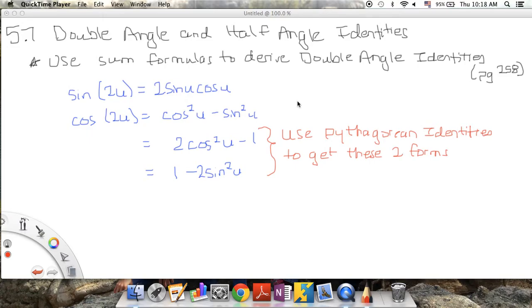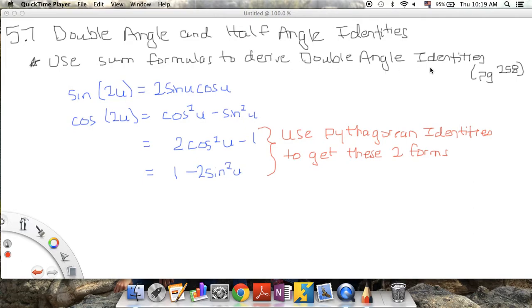All right, section 5.7 is some more identities. These are the double angle and half angle identities, which we'll use to prove some more identities, and we'll also use them to find exact values of angles that are not on the unit circle, but that we can get from ones that are on the unit circle. So we'll start with the double angle identities.